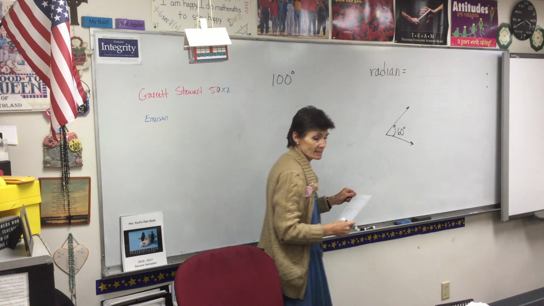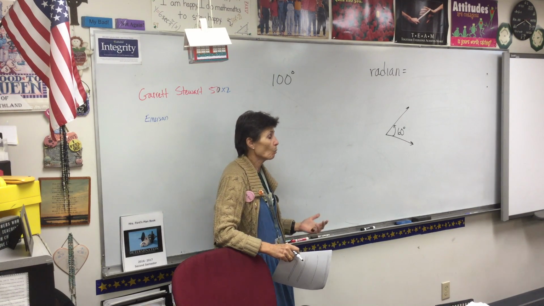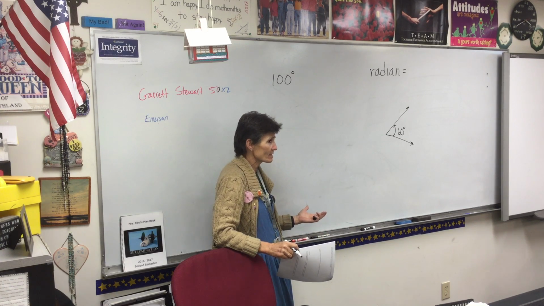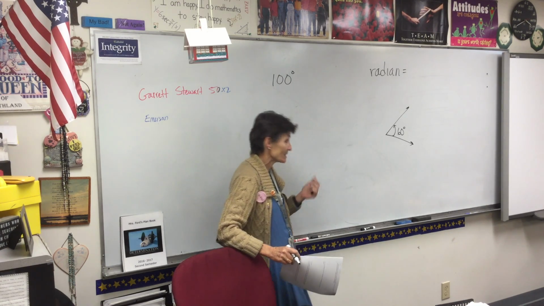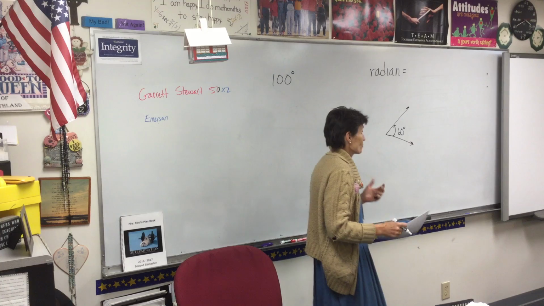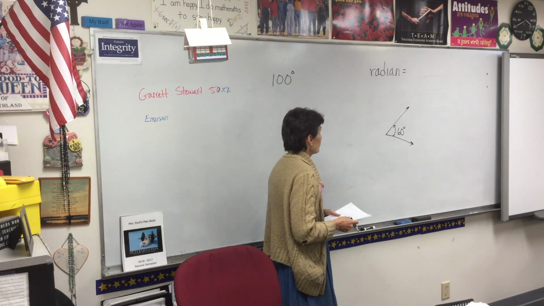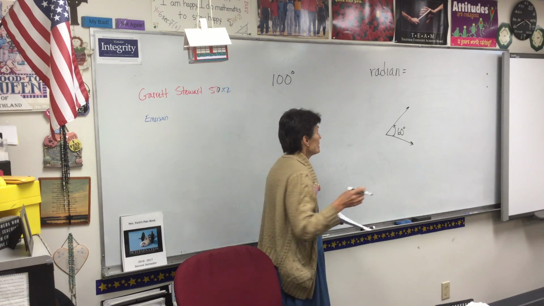Well, it's used because it isn't arbitrary. The degree is an arbitrary unit. It's 1/360th of a revolution. Why did they make 360 degrees in a revolution? Because the Egyptians were fascinated by 6s and 12s. That's why we have 60 minutes in an hour. That's why there's 12 inches in a foot. They just loved those numbers. So lots of our stuff is based on that, but it's totally random.